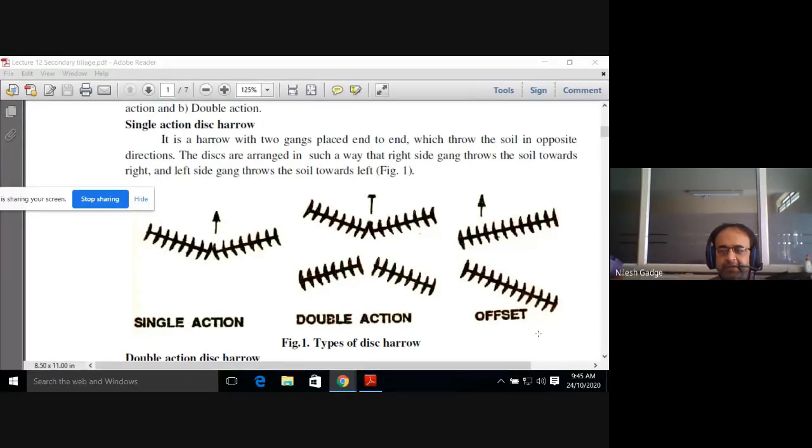आता हे मला एक्सप्लेन करायचं का, सिंगल ऍक्शन डिस्क हॅरो म्हणजे काय, का बरं याला सिंगल ऍक्शन म्हणायचं, डबल ऍक्शनच का म्हणायचं, ऑफसेट डिस्क हॅरो किंवा त्याला तुम्ही टँडम डिस्क हॅरो. तर हे असं का म्हणायचं मी तुम्हाला एक्सप्लेन करतो.